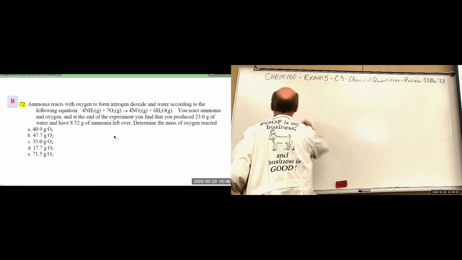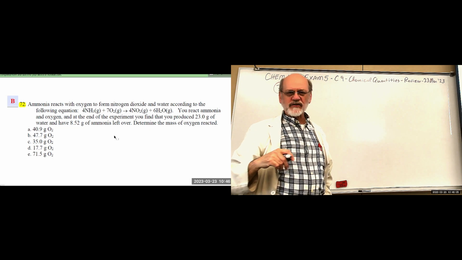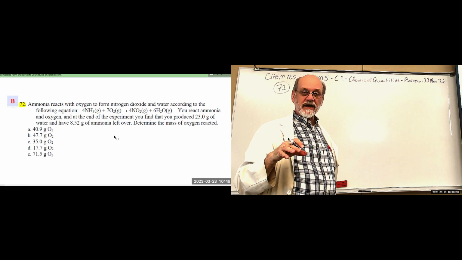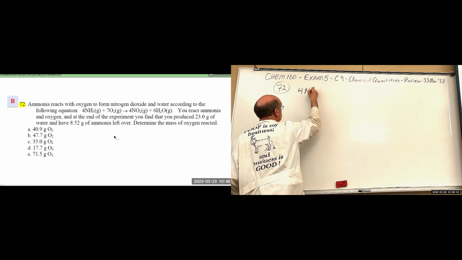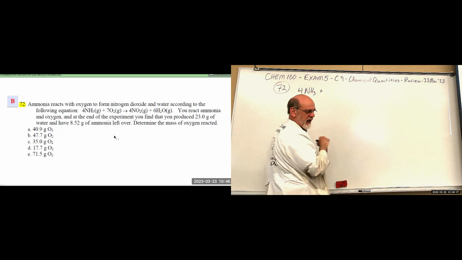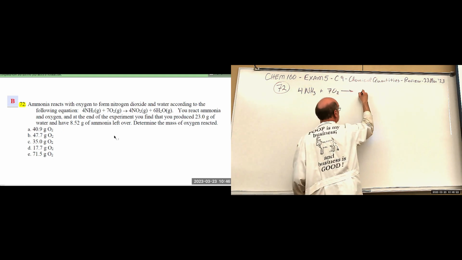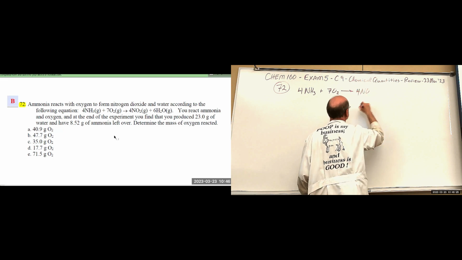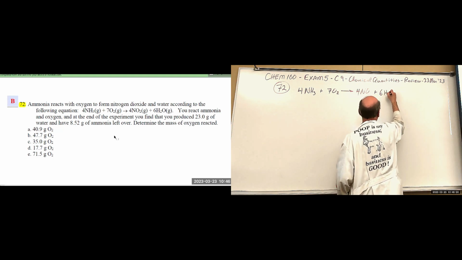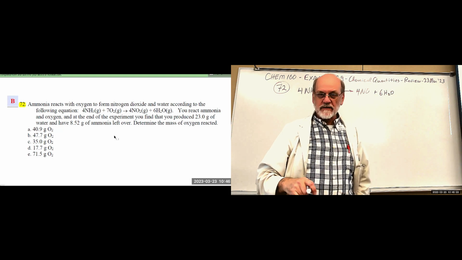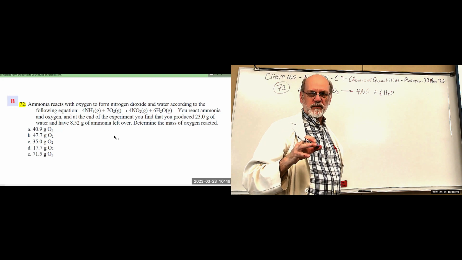72. Ammonia reacts with oxygen to form nitrogen dioxide and water. We've seen this reaction before. And this one is balanced. Reacts with oxygen, we're burning it. 7O2 yields, let's see, 4 of these and 6 waters. Yes, 6 waters. Okay, that's our balanced equation. You react, at the end of the experiment, you find you produce 23 grams of water.